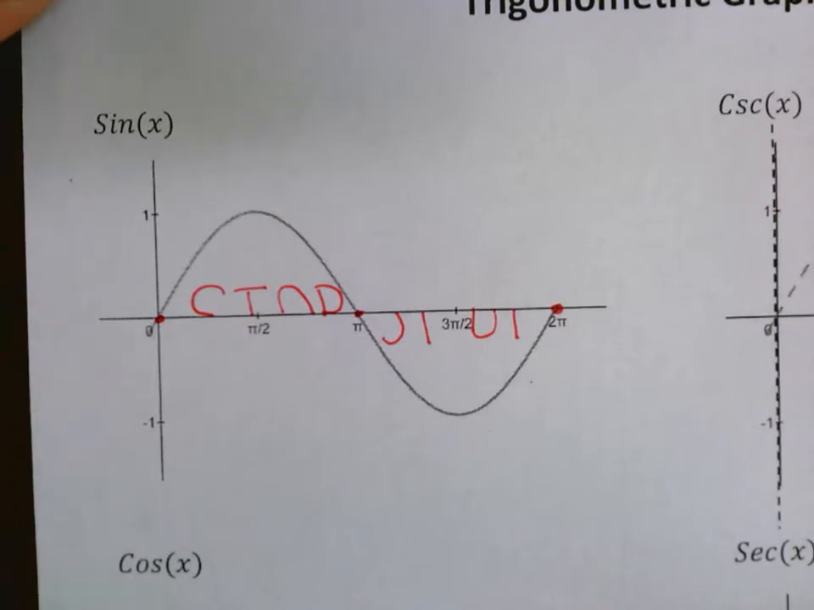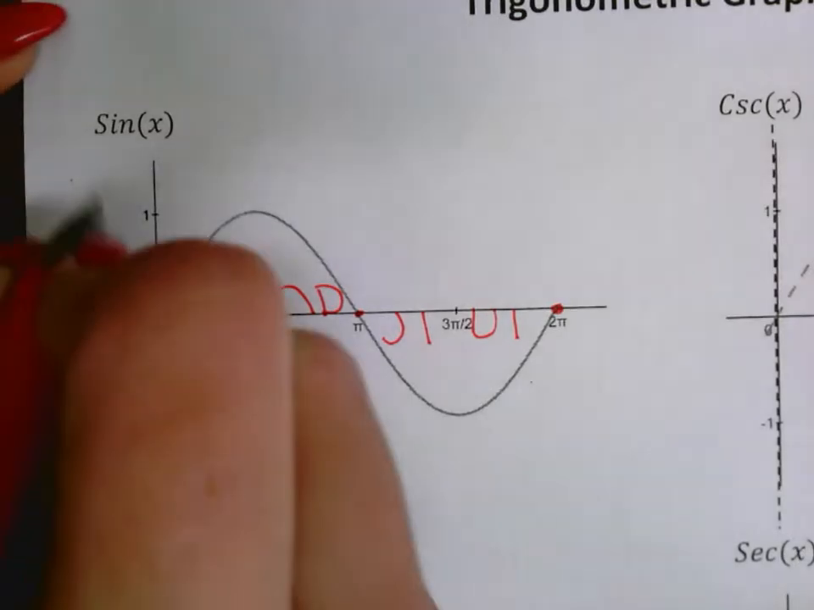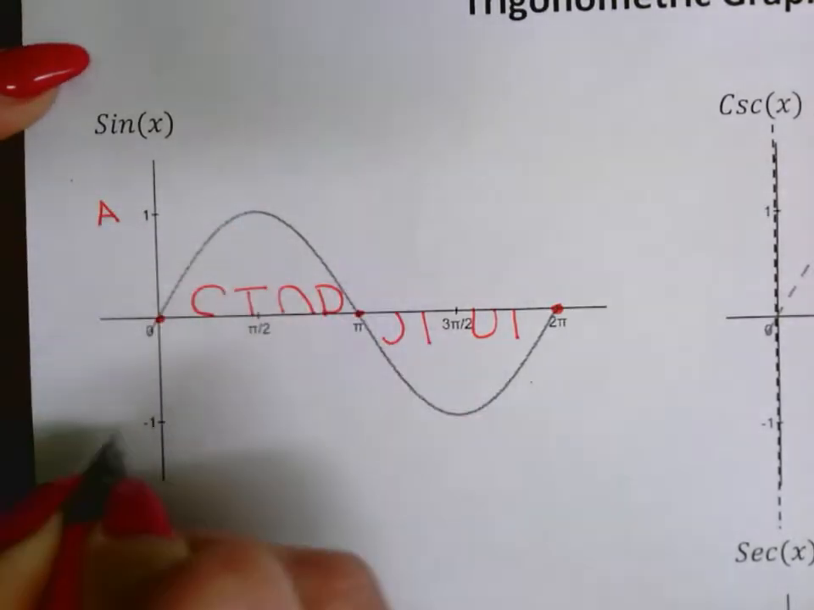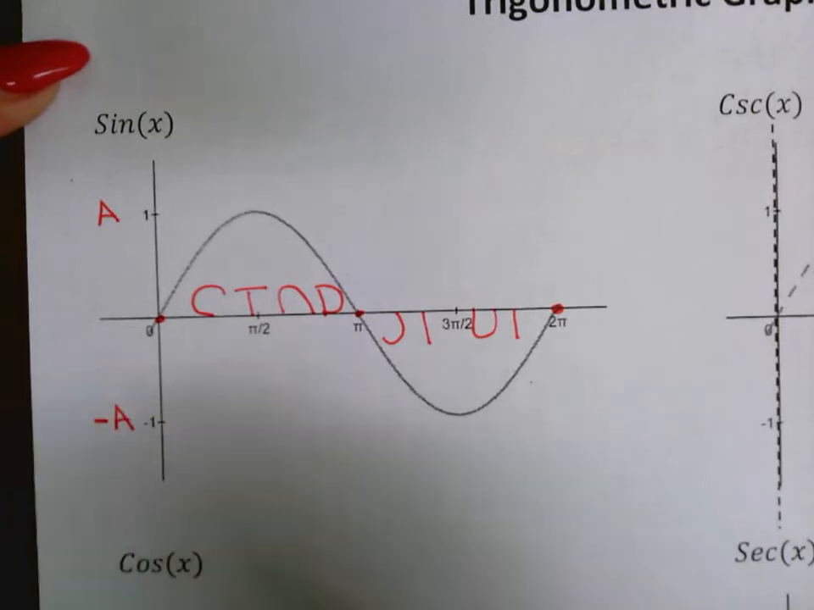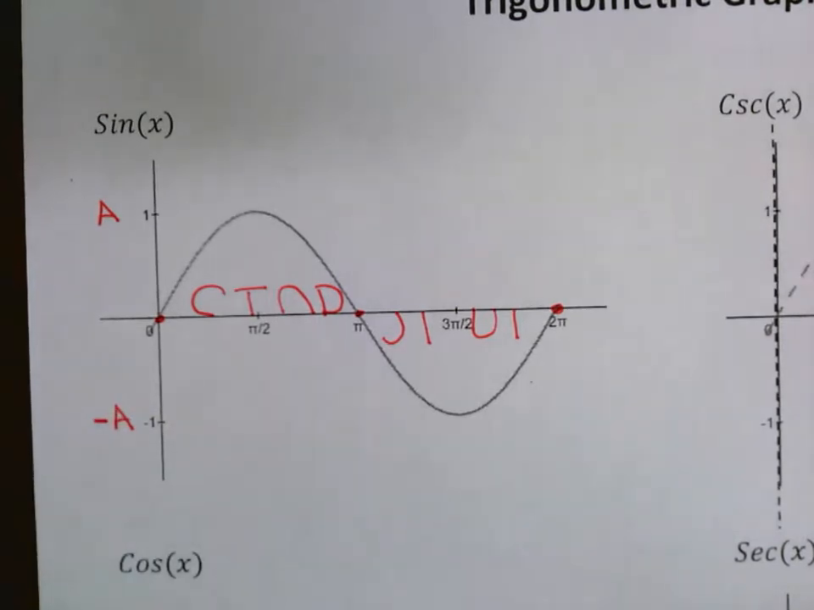So the letter that you'll see in the function is a letter A. The letter A stands for amplitude. So you could put a little +A and -A, because when you see the equation, that number that appears in the spot of A is the number you will put in those two spots. And that will be true for all 6 trig functions.